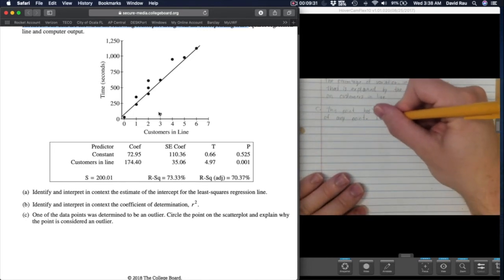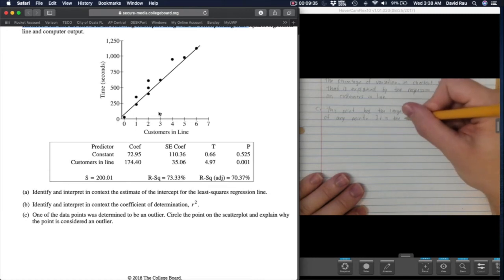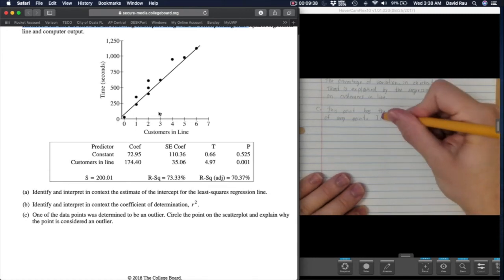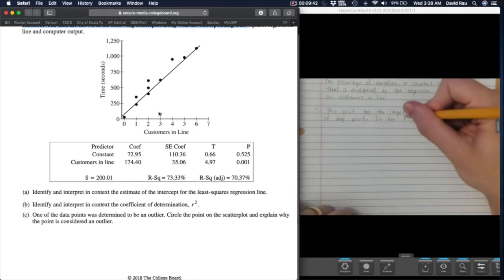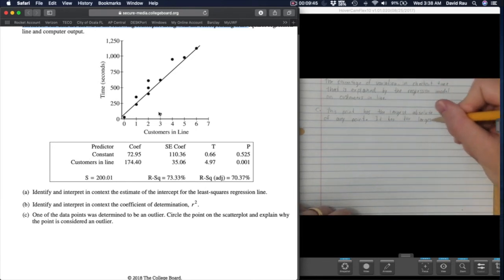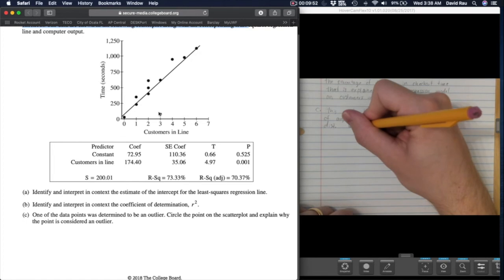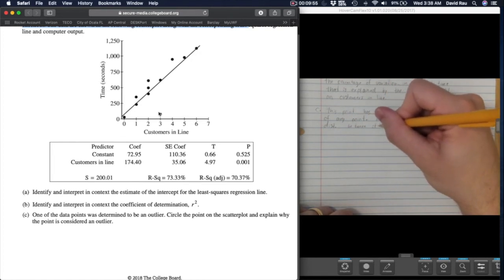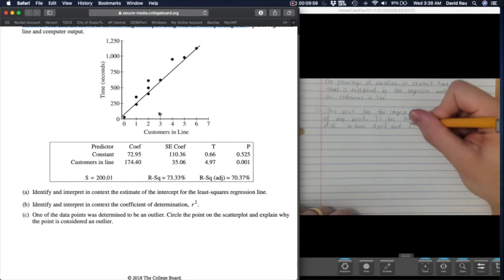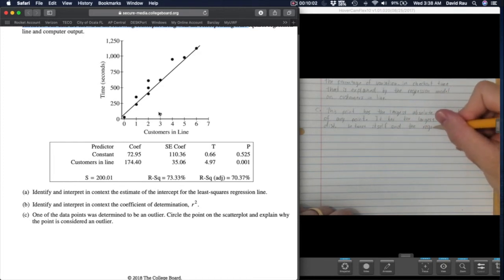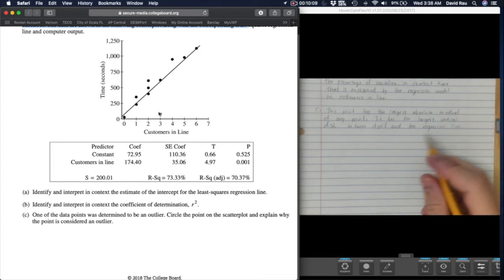In other words, it has the largest vertical distance between itself and the regression, or you might want to say least squares regression line. Again, the regression line is there to predict everything. All these values are fairly close. There's, of course, always some variation. You're never going to have a perfect model, but this one is so far off from the model.